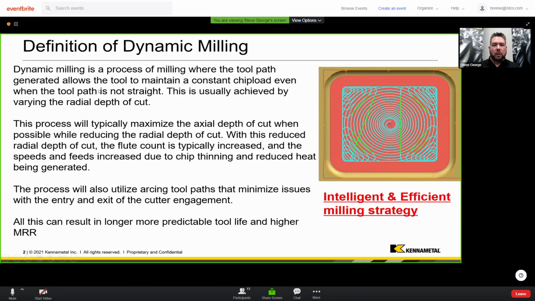So let's talk about what I'm calling here dynamic milling. All right, and when I talk about dynamic milling, we could call this by a couple different terms. Basically, just as a simple definition, we're looking at a process of milling where we're using a tool path to keep a constant chip load even when the tool path isn't straight. And we're going to do this usually by varying the radial depth of cut.